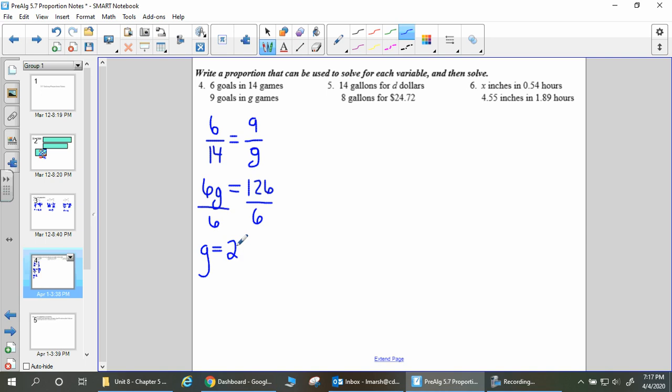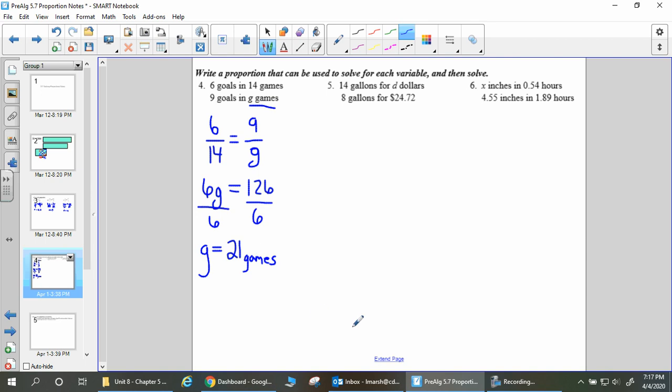And then the other key here is because we have information, we do want to label this. 21 what? And if I go back to my problem, right, it was games. So we do want to write that. I'm going to do the best I can here. Right, we want to label our answer. So 21 games. There we go. And that's how it's done.